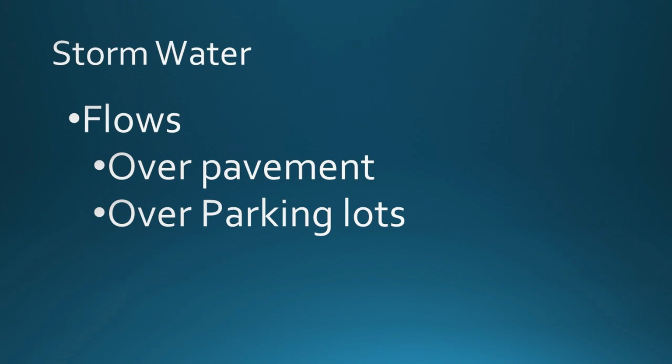What happens with stormwater in urban and developed areas is instead of being absorbed through the grass and into the ground, the water flows over the pavement. It flows over parking lots. It flows over concrete. It flows over all kinds of structures.